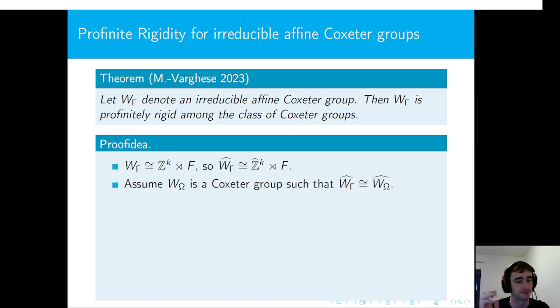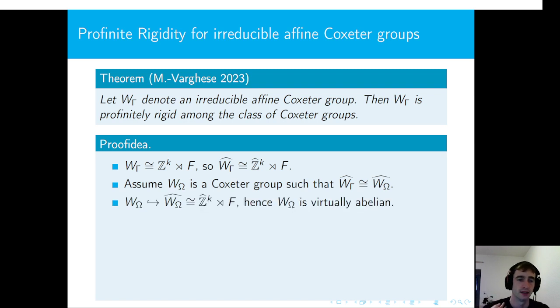So now assume W omega is a Coxeter group which has the same profinite completion as W gamma. Then, since W omega is finitely generated and residually finite, W omega embeds into its profinite completion, which is isomorphic to the semi-direct product, which is a virtually abelian group. So W omega itself is virtually abelian.